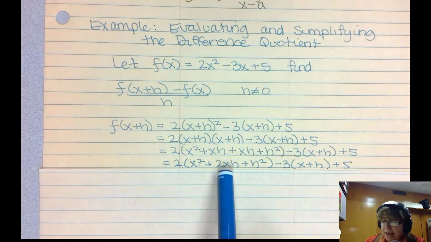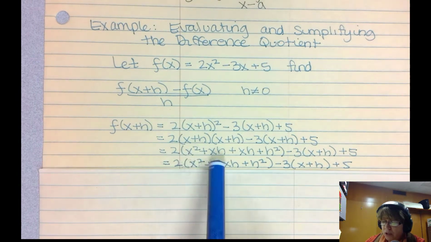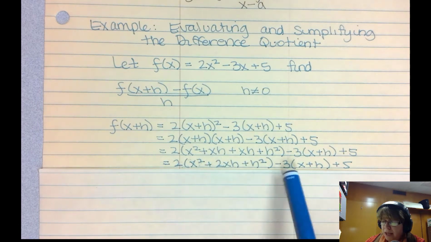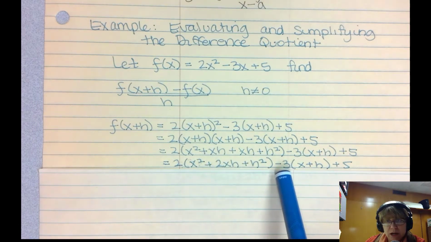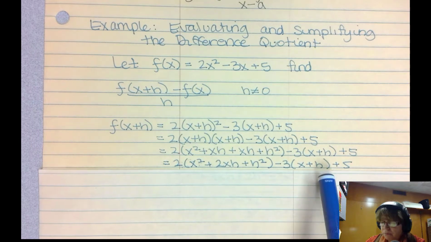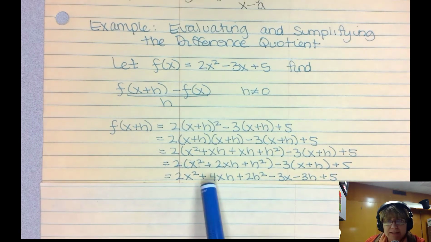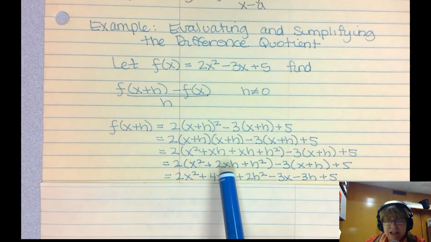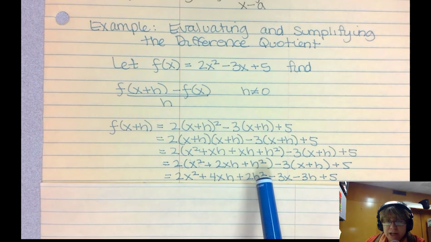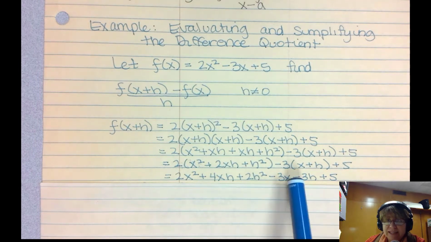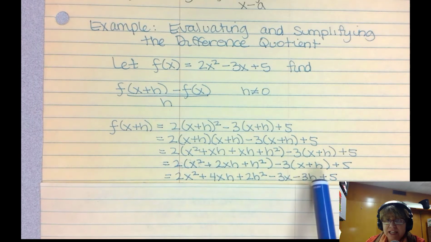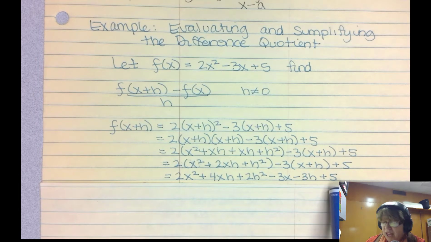Now I'm going to distribute the 2 along the first term and distribute the -3 along the second term. I get 2x squared plus 2 times 2xh is 4xh. 2 times h squared is 2h squared. -3 times x is -3x. And -3 times h is -3h, plus 5. Can't forget that plus 5.